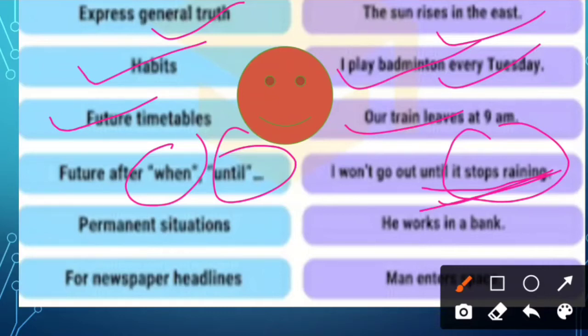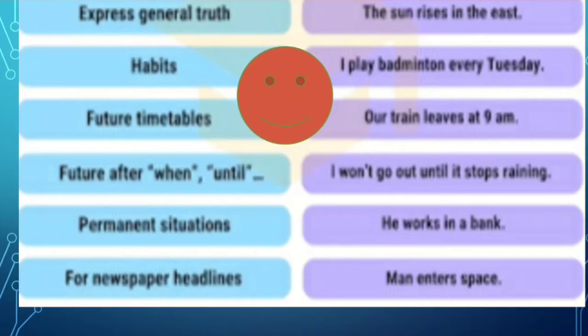Now we shall go for permanent situation. For example, if any person is working in a particular area, or works in a particular firm, for example, he works in a bank, he teaches in a school. Such type of permanent situation will be narrated in the simple present tense. For newspaper headlines, we will also have to use it, for example, man enters space. Such newspaper headlines are always in the simple present tense.